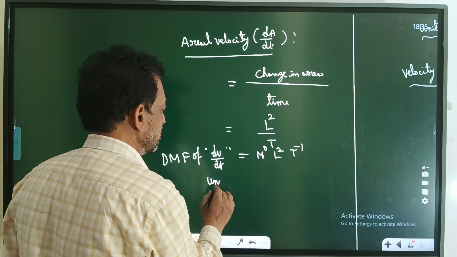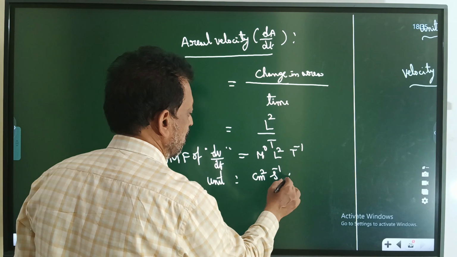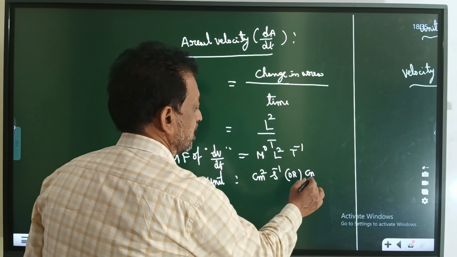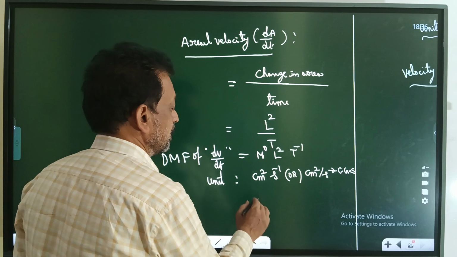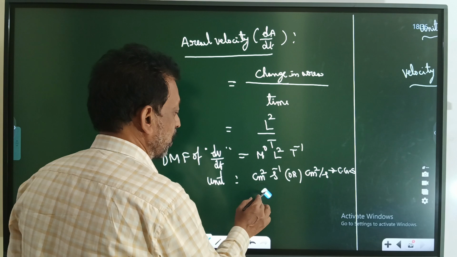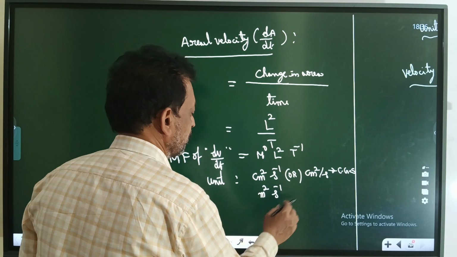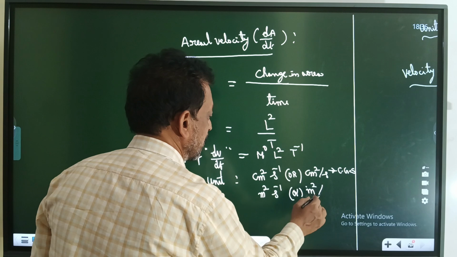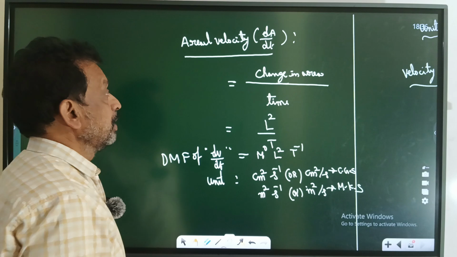So the unit: in the CGS system, centimeter square, second raised to minus 1, or centimeter square per second. In the MKS system, meter square, second raised to minus 1, or meter square per second. That's all. That is areal velocity.